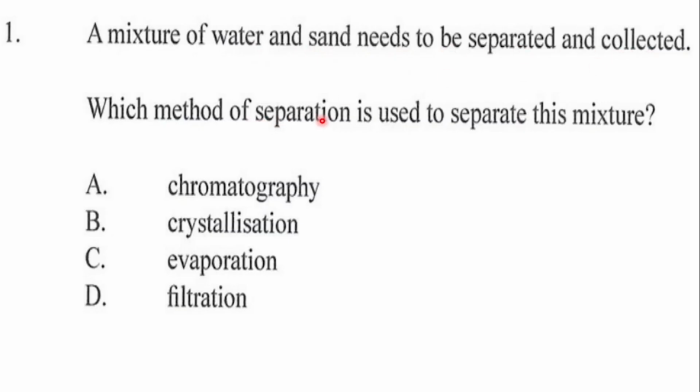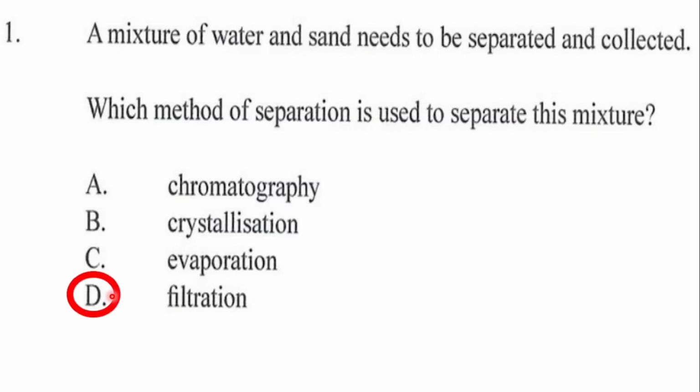Which method of separation is used to separate this mixture? So here we have a mixture of water and sand, and we want to separate them. What method of separation are we going to use? We have A, chromatography, B, crystallization, C, evaporation, or D, filtration.